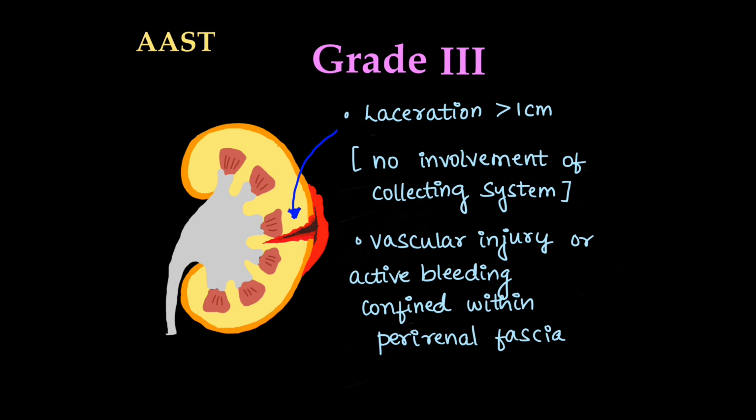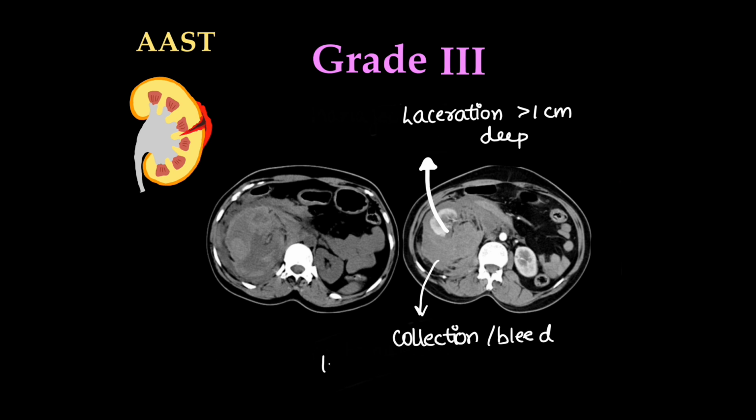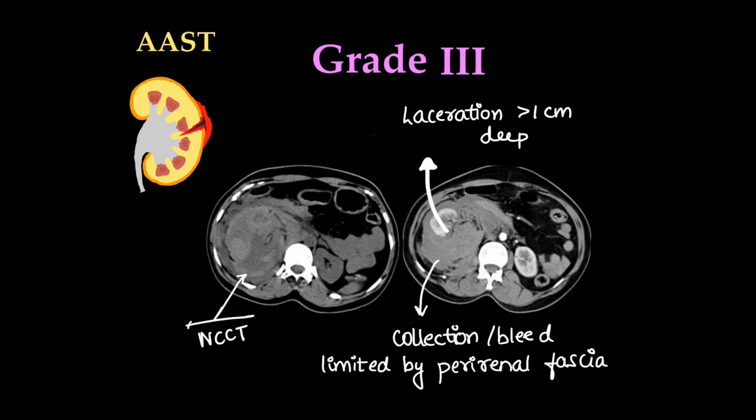Here we can see laceration which is more than 1 centimeter deep. Now we'll see on CT how it appears. On CT here we can see the laceration which is more than 1 centimeter deep and the collection or bleed within the perinephric fascia, which is confined again. On non-contrast CT this is how it will appear.